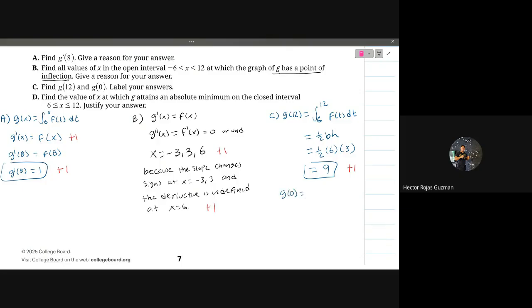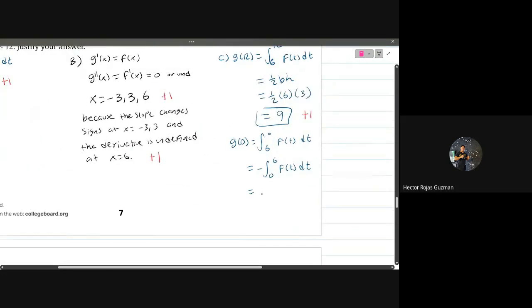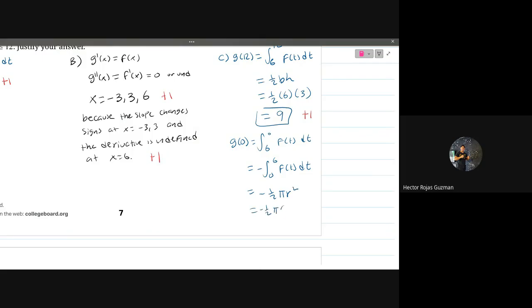G of 0 equals the integral from 6 to 0. To do this, you guys are going to have to flip the integral here. And if you go from 0 to 6, it's a semicircle. So here are my final calculations. Which is -9/2 pi. You get another point for that one. Okay.